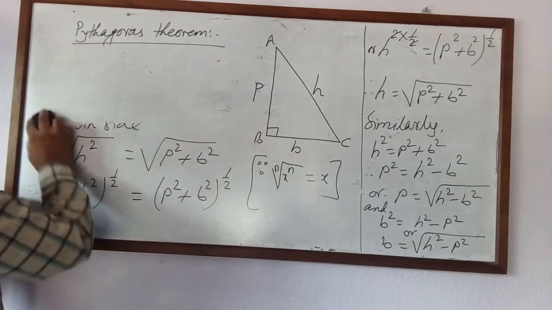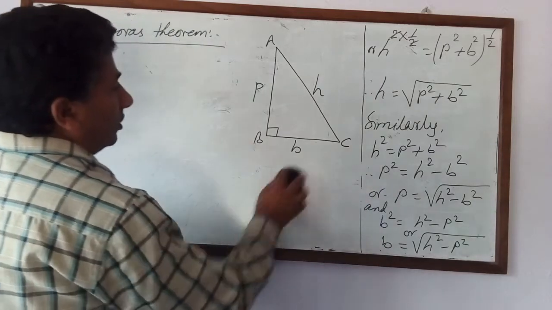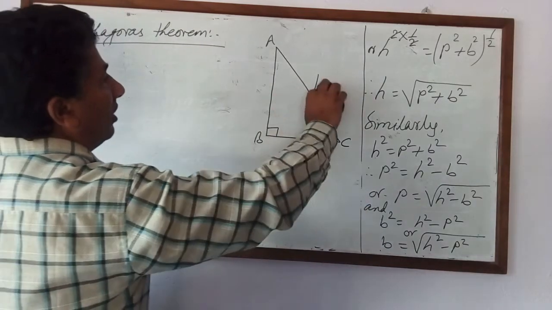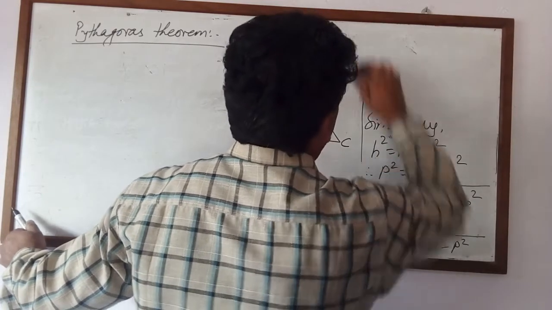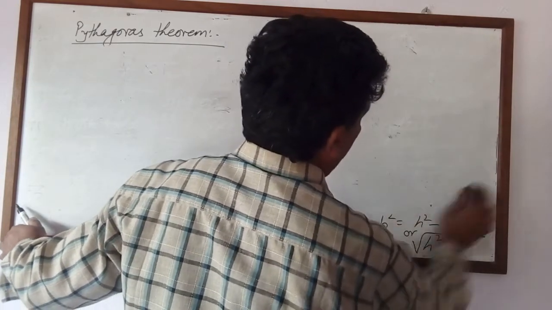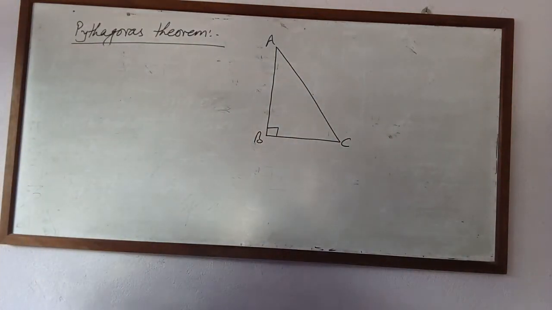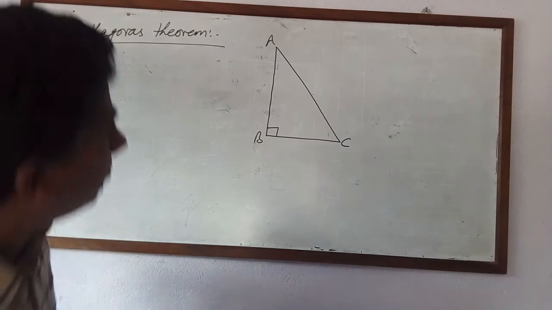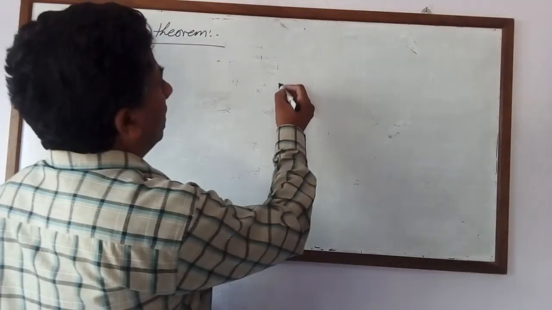One example. Suppose in this right angle triangle, we have derived the relation of P, B and H. Now this Pythagoras theorem, I derived it in another way also. Now what is the meaning of this?